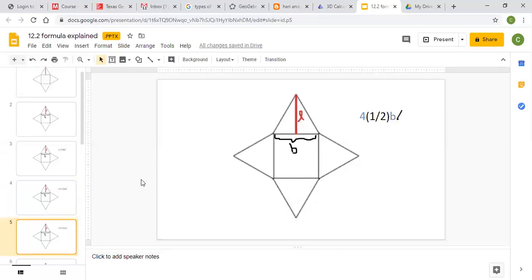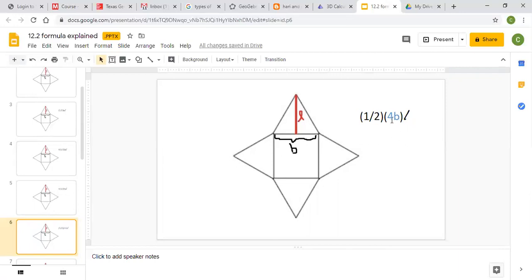I'm going to focus on that 4 and that B and just move some things around. So if I take a look at those 2 parts of this formula, you're allowed to move things that are multiplying. So I'm going to swap the 4 and the 1/2, see what happens. So I get 1/2 of 4b times L. Okay, why would I do that? Well, if I look at my base, it's a square, and 4b is the same as the perimeter of my base.